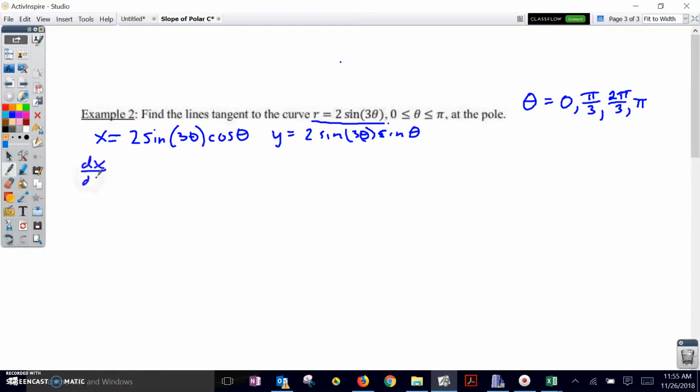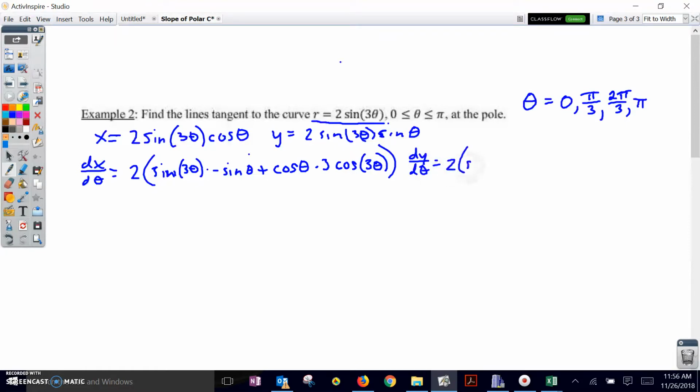dx/d theta is going to be 2 times sine of 3 theta times the derivative of cosine, which is negative sine, plus cosine times the derivative of sine of 3 theta, which is 3 cosine of 3 theta, and dy/d theta is going to be 2 times the quantity sine of 3 theta cosine of theta plus sine of theta times 3 cosine of 3 theta.